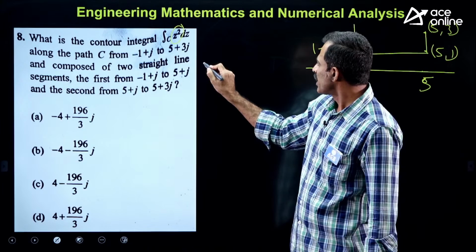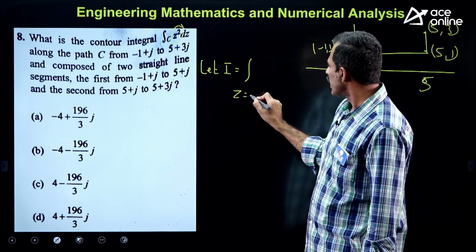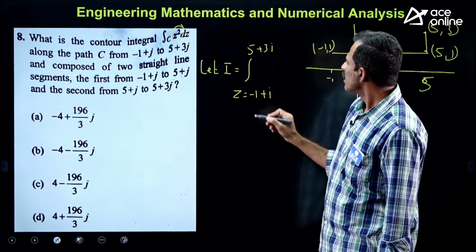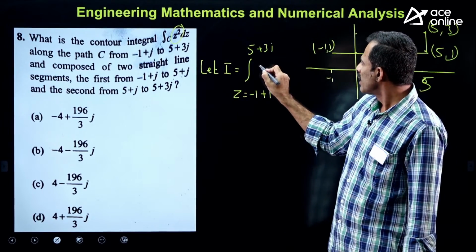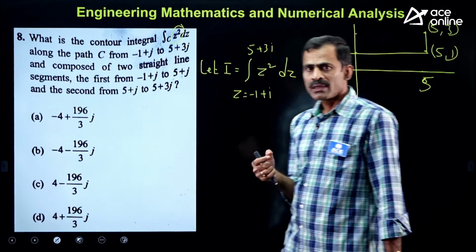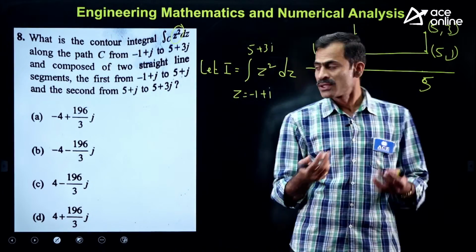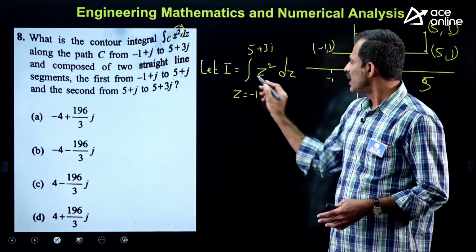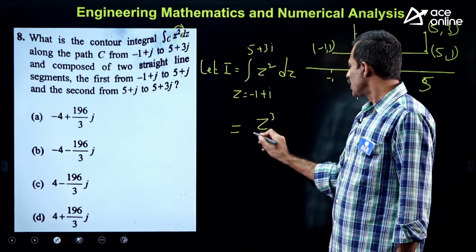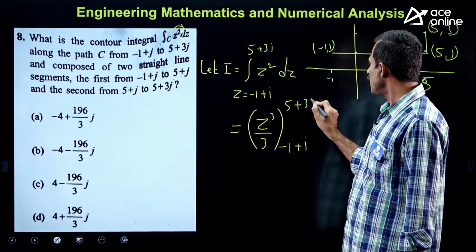So the integral is given by, let I equal to the integral from the starting point z equal to minus 1 plus i to the end point 5 plus 3i. Instead of j, here I took i. The function is z square dz. Because of the analytic function, the value of the integral is independent of the path joining the 2 points. That is why you can go for direct integration. Just like the real definite integral, the integral of x square is x cube by 3, like that, the integral of z square is z cube by 3, from minus 1 plus i to 5 plus 3i.